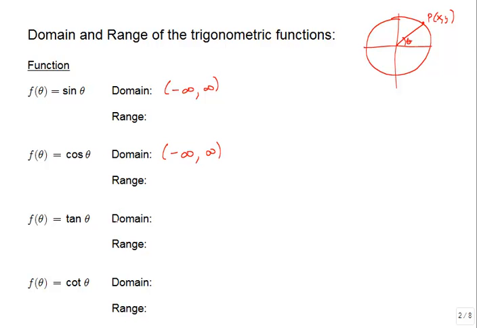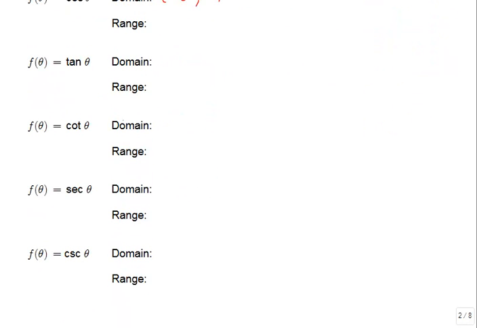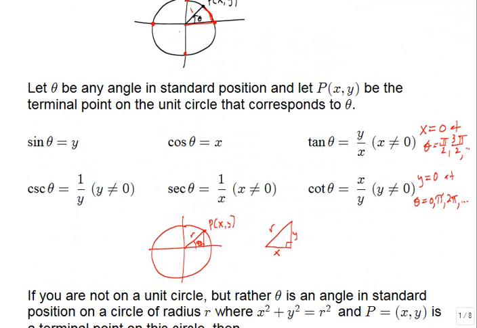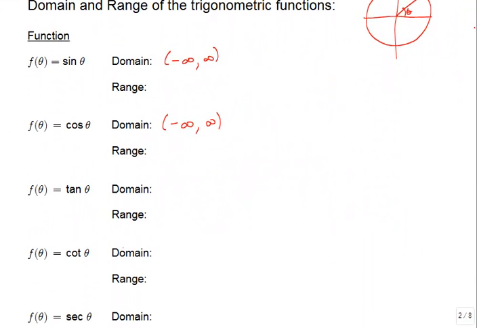Unfortunately, though, tangent of theta, cotangent of theta, secant and cosecant have restricted domains, and that goes back to this issue up here, where tangent is defined to be a fraction, y over x. So where might this become undefined? It's going to become undefined whenever x might be 0. And that was all of those odd multiples of pi over 2.